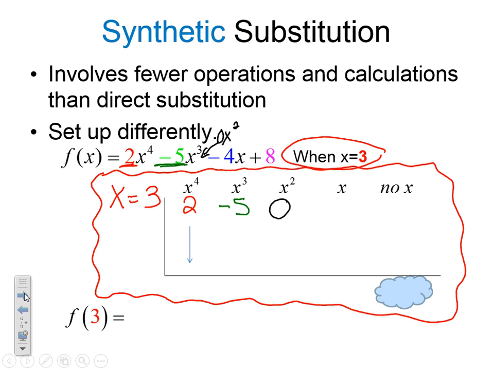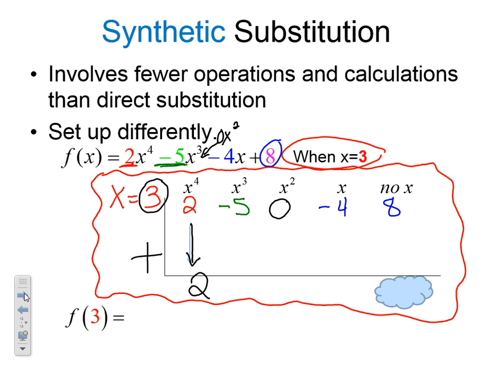And then we have an x, so we're going to put in negative 4. And there's no x with this one, so we're going to put in 8. Now, after we do all of that, we have to add these together. So we're going to put a big addition sign because that's what we're going to be doing. And do you see this arrow? This is very important. The arrow means you have to drop that first number. So our first number is 2. Put that down there.